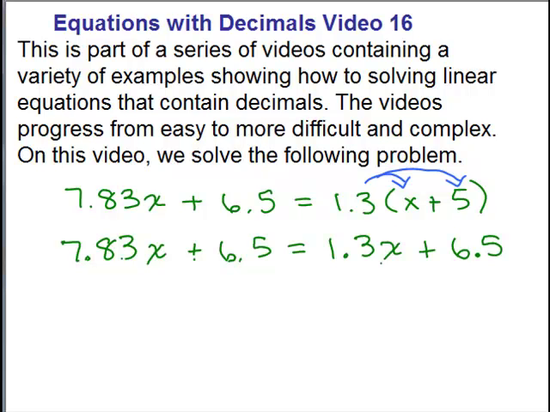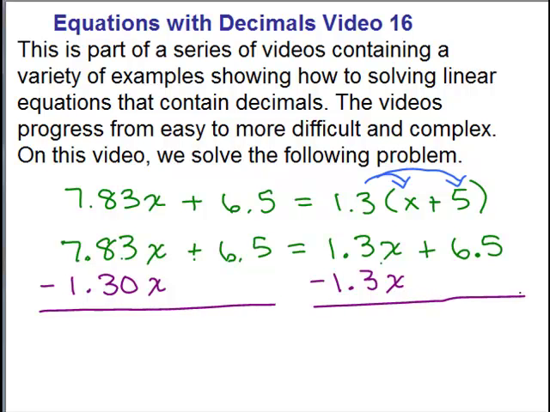All right, so our next step would be to get the variables on one side and constants on the other. So let's subtract 1.3x from both sides. Make sure you line up your decimals. You could put a 0 here if you want. That helps a lot of people. And we want the constants on the right, so we want to subtract 6.5 from both sides. So what do we have here on the left? We've got 6.53x equals, and on the right, oh nice, 0.